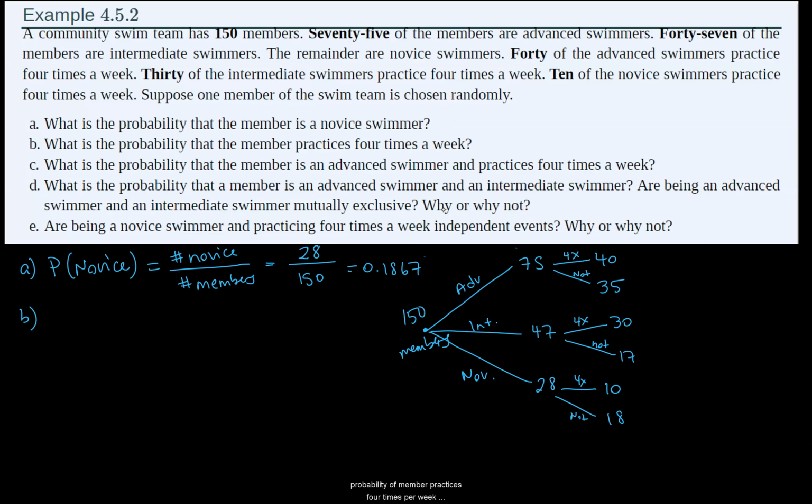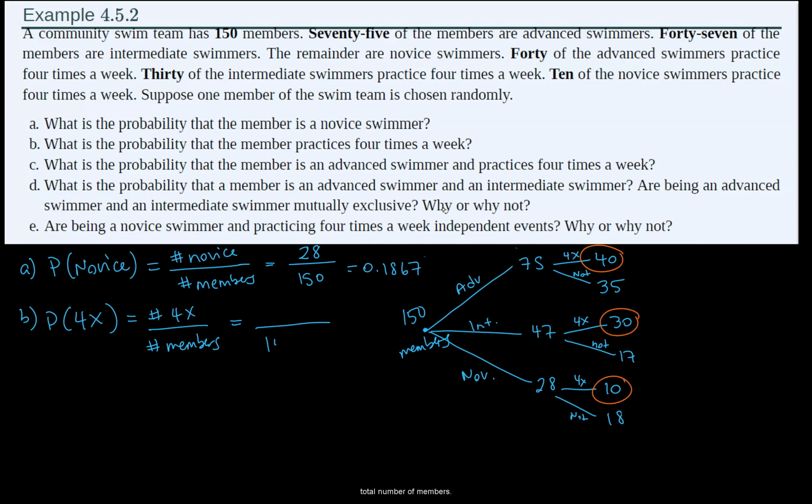Part B asks, what is the probability a member practices 4 times per week? And we can calculate this the same way. The only difference here is we have to take into consideration all of the ones that practice 4 times per week and compare that to the total number of members being 150. So we can add those up. 40 plus 30 plus 10 would give us 80, and 80 divided by 150 will give us a probability of 0.5333 forever, but we can stop after the third 3 for 4 decimal places.